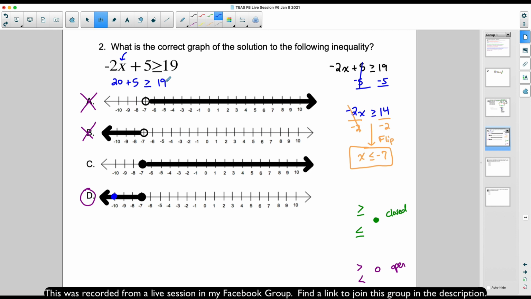So in all honesty, if you forget about all this flipping junk, if you can get the idea of saying, hey, I can take numbers that are in this shaded region, and if I can plug them into X and it works out, then that might be my answer. Another thing I don't want you to forget is when you have closed circles versus open circles. That allows you to quickly eliminate some answers. So that's number 2, graphing inequalities.